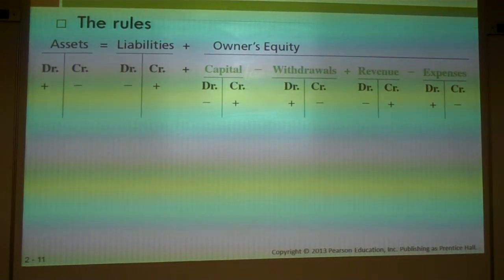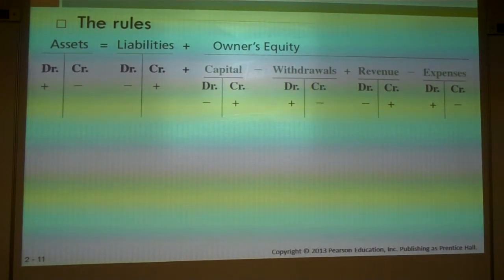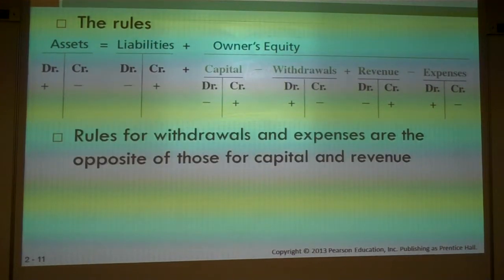Those are probably the ones that will just give you a little bit of trouble. We know what the accounting equation is, assets equals liabilities plus owner's equity, and that tells you where the normal balance is for those three accounts.